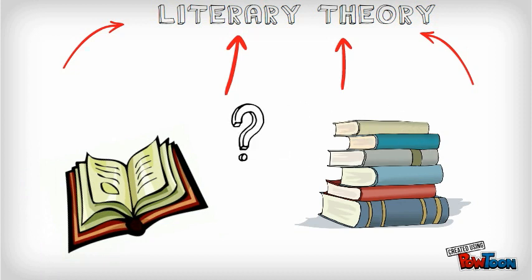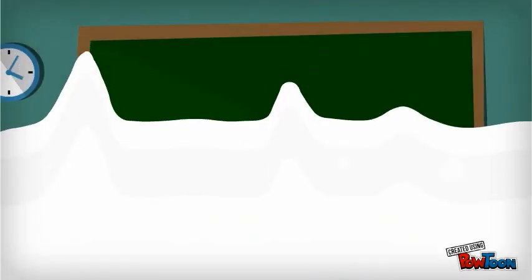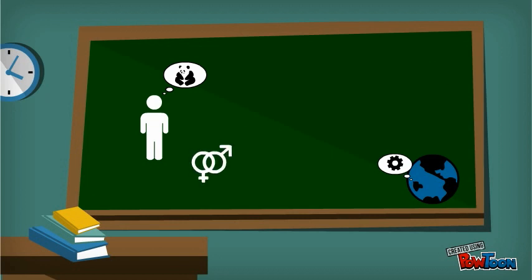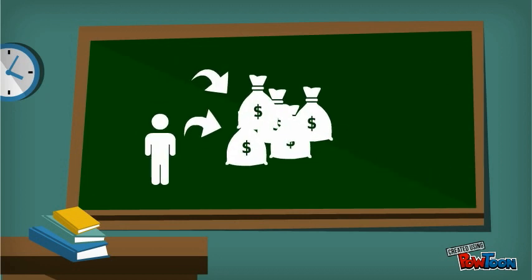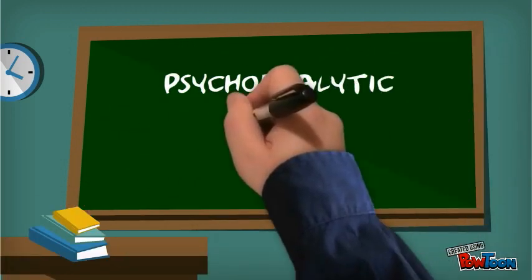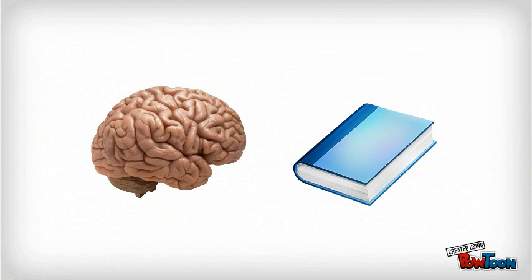Well, in essence, this means that a literary theory is basically a particular way to look at those books which we observe every day. Now, there are many unique schools of literary theory, as you will be learning about soon. Today, however, we will be discussing only one, psychoanalytic theory. Now let's lay out the basics.